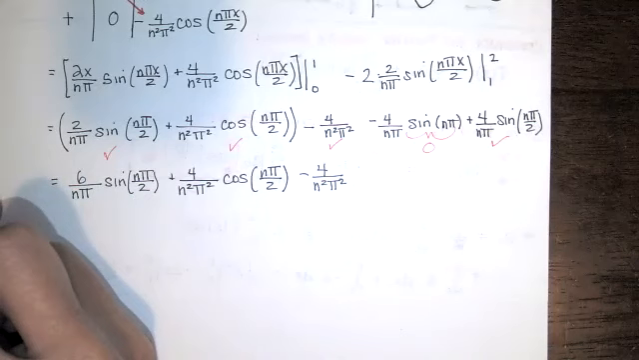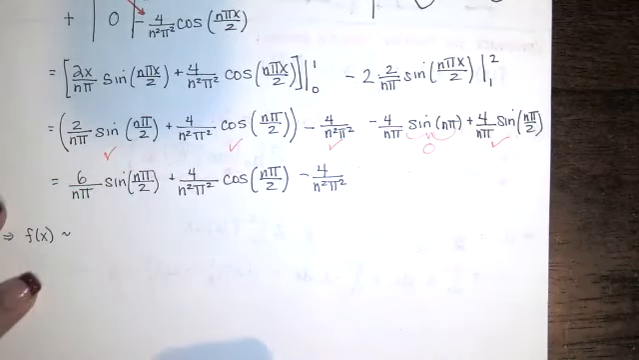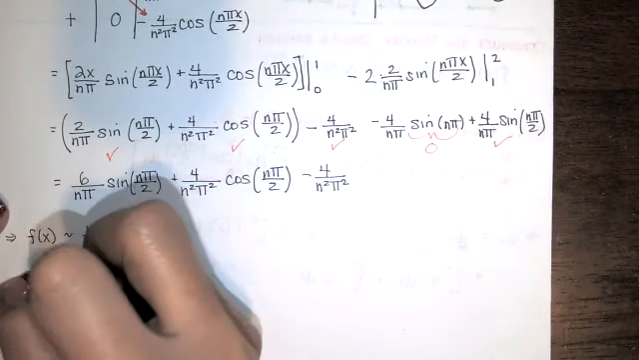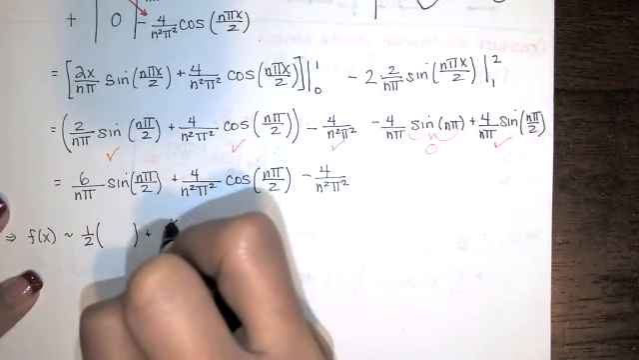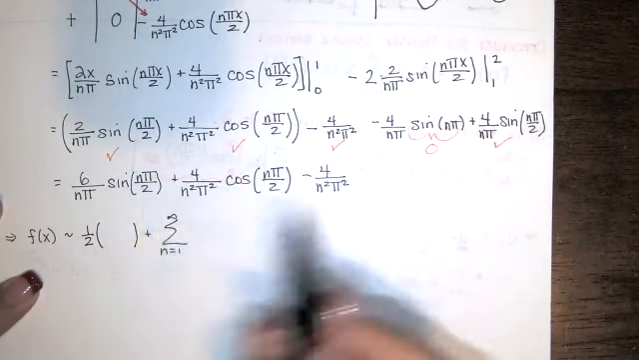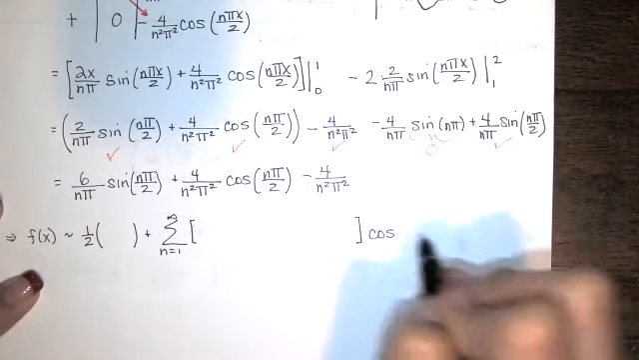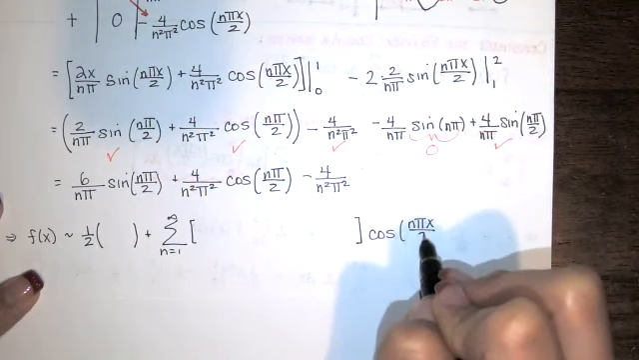So that is enough for us to say that the cosine series for our function is 1/2 of a sub 0 plus the sum as n goes from 1 to infinity of a sub n, which is all of that, times cosine of n pi x over L, where L equals 2.